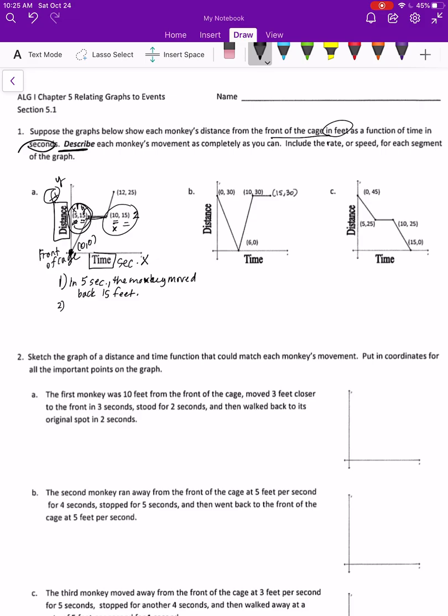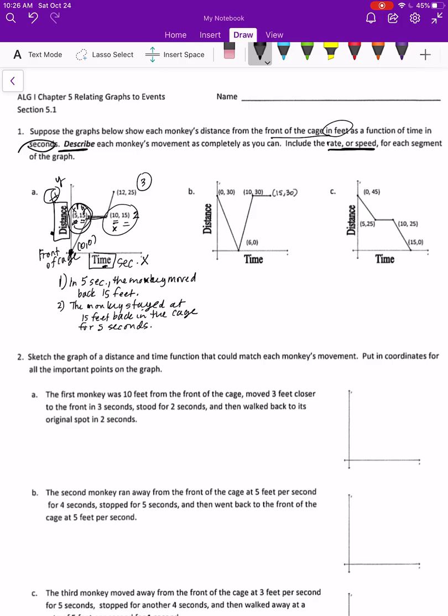So the monkey stayed, something about like that. The monkey stayed at 15 feet back in the cage for, and how long did he do it for? 5 seconds. Because remember, what they said in the directions is they want you to include the rate or speed for each segment. So that means you've got to include time as well as distance. So you have to do both. Okay, and then number 3, here's the third one.